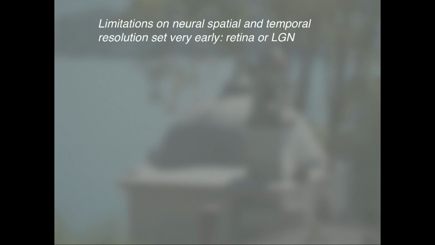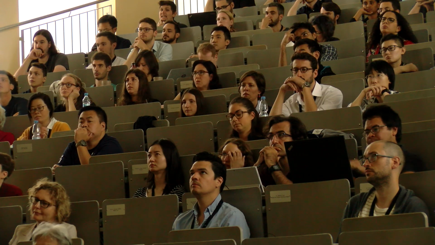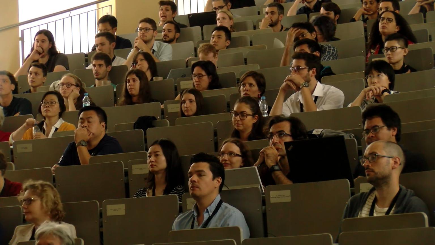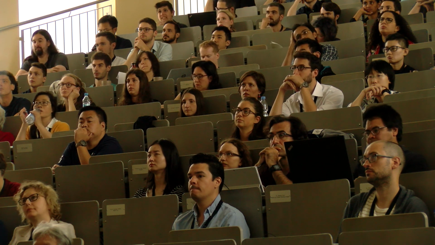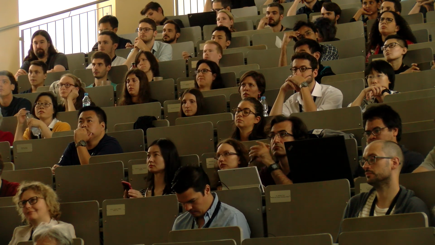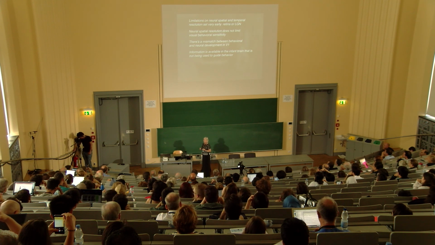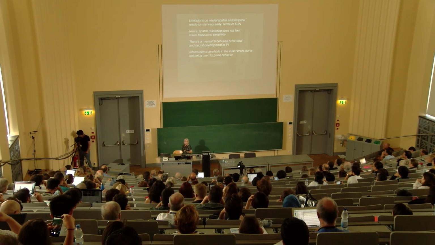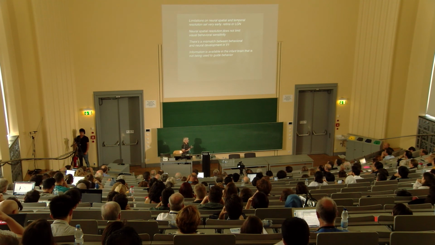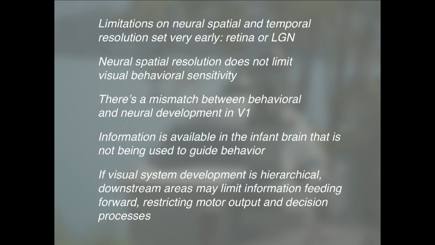Spatial and temporal resolution are set very early, in the retina and at the level of the LGN, but these seem not to impose, at least in terms of spatial vision, any real restriction on behavioral sensitivity. So there's a mismatch between the neural development and the behavioral development. What that means, realistically, is that there's much better information available in the infant brain than the infant confesses to being able to use. That information is not being used to drive behavior. And so the question is, why is that?